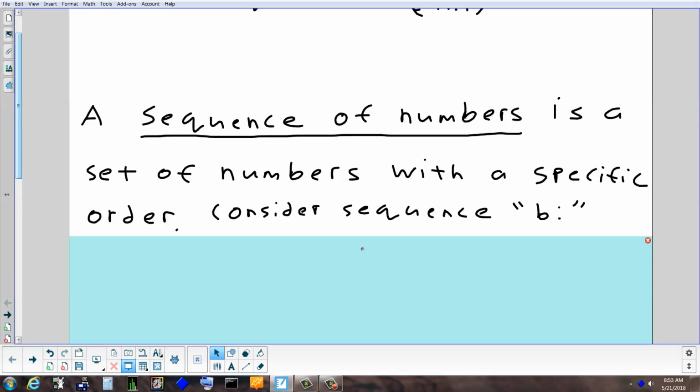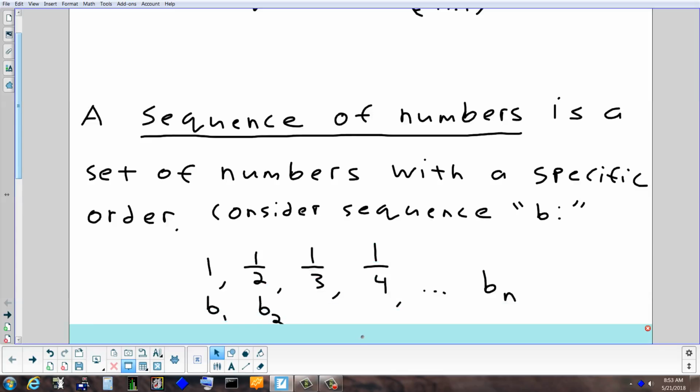Generally, when we want to describe a sequence, we use a lowercase letter. Just an English letter, not usually Greek letters. And the sequence I'm about to show you is called sequence B. That's what I called it. And that's the sequence. So this B with a subscript 1, B sub 2, B sub 3, all the way up to B sub n, that indicates a specific term in the sequence. So B sub 2 is 1/2. That means the second term in sequence B. B sub n means the nth term in sequence B.